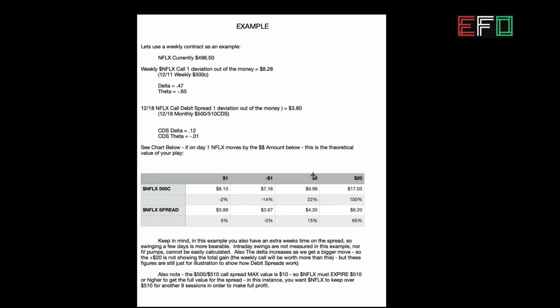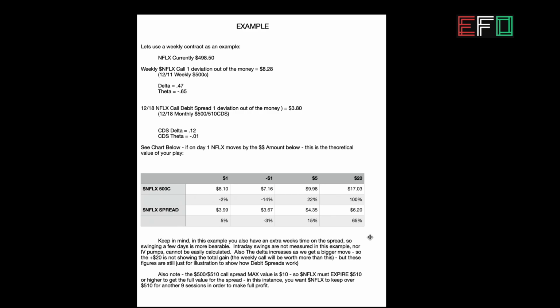If Netflix moves up $5, your call will be worth about $10, so you're up about 22%. Your spread will be worth $4.35, so you're up 15%. So either way, you have a nice gain. If you get a big move, the call would be up double, probably likely more with an IV increase, at $17, and your spread would be up 65%, over $6. So just keep in mind with this example, you also have an extra week's time in your spread, so swinging it a few more days is a lot more bearable.